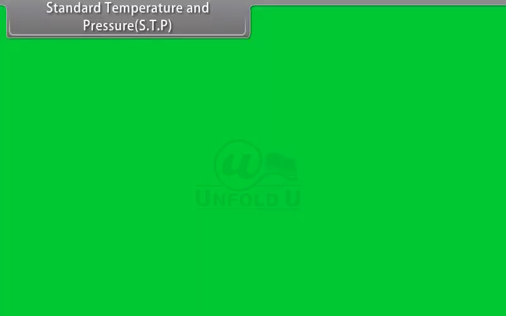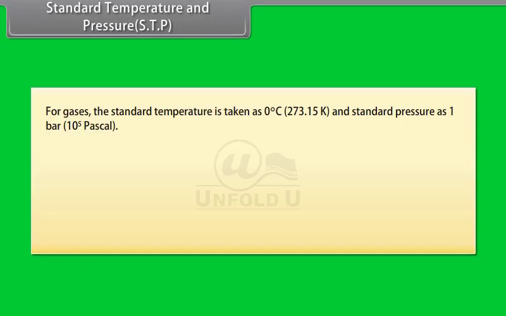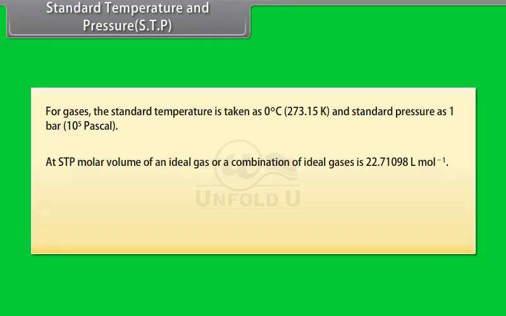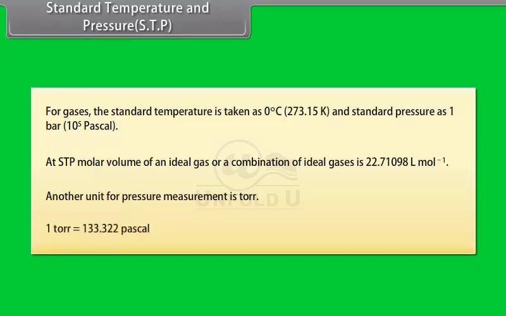Standard temperature and pressure, STP. For gases, the standard temperature is taken as 0 degrees Celsius or 273.15 Kelvin and standard pressure as 1 bar or 10 raised to the power 5 Pascal. At STP, the molar volume of an ideal gas or a combination of ideal gases is 22.71098 liter per mole. Another unit for pressure measurement is torr. 1 torr is equal to 133.322 Pascal.